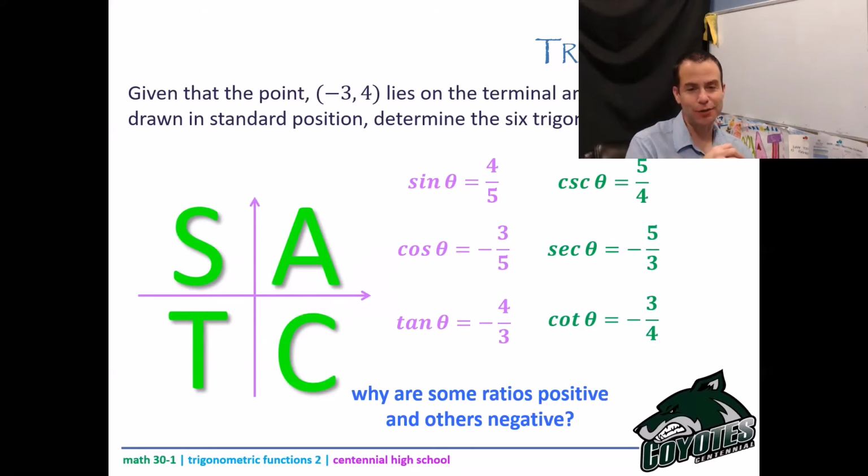Going down to quadrant 3, only tan and cotangent are positive. So that means sine, cosecant, secant, and cos would all be negative. And then in the last quadrant, only cos and secant are positive. So that would make cosecant and sine and cotangent and tan negative.